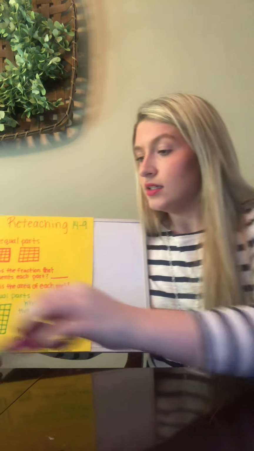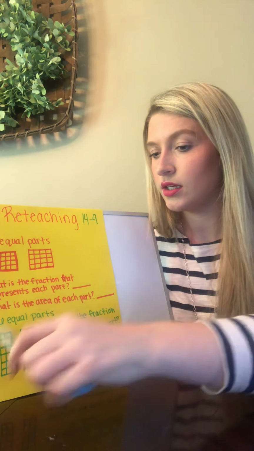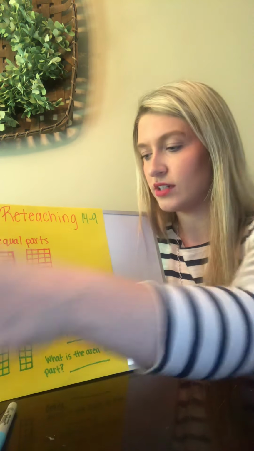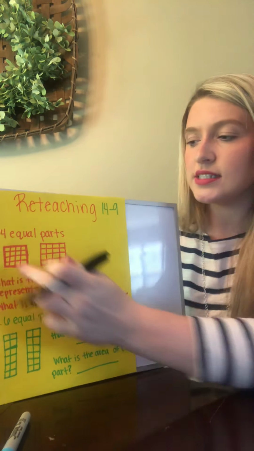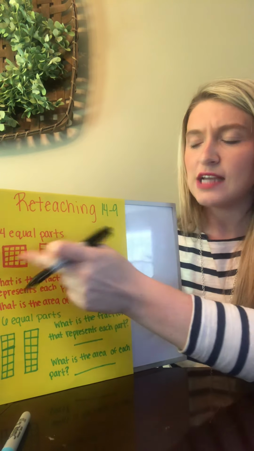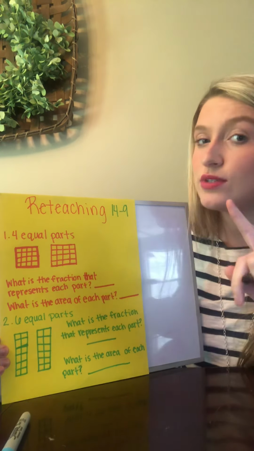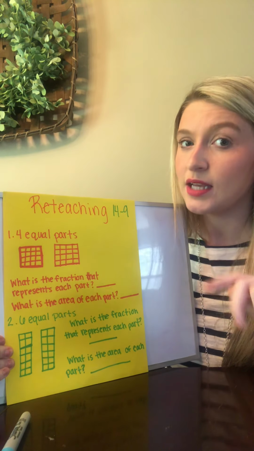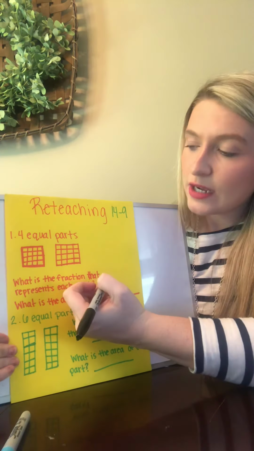All right. So if we look at our number 1, it tells us that we're going to divide these shapes into 4 equal parts, and we're going to do it 2 different ways. Not the same way, but we have to do different ways. All right, so 4 equal parts.